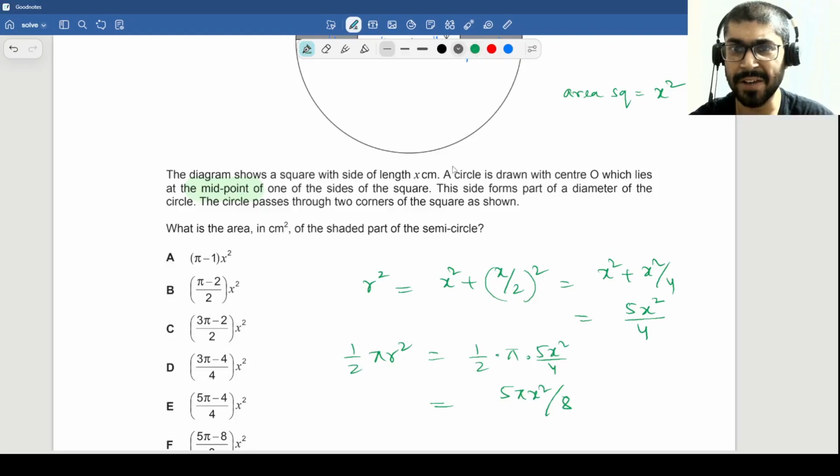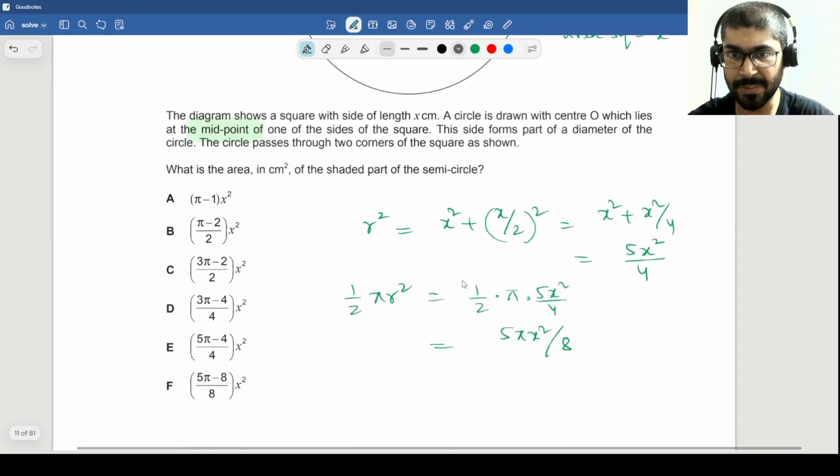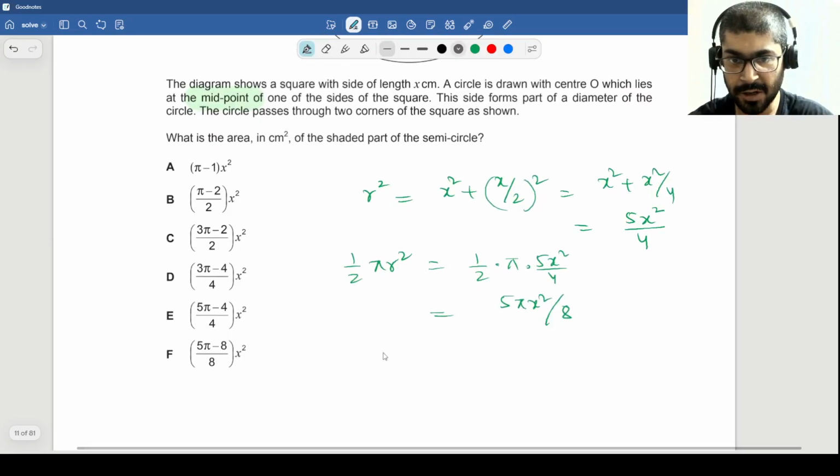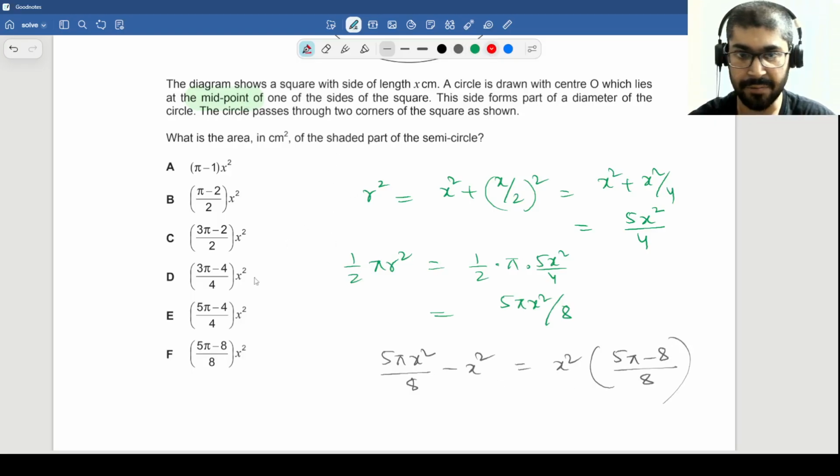Alright, now we have the area of the square x square, so area of the remaining shaded portion. Now semicircle is greater in area, so we'll just do 5 pi x square by 8 minus x square. So you take x square common, you will get 5 pi minus 8 by 8. So that gives you option F.